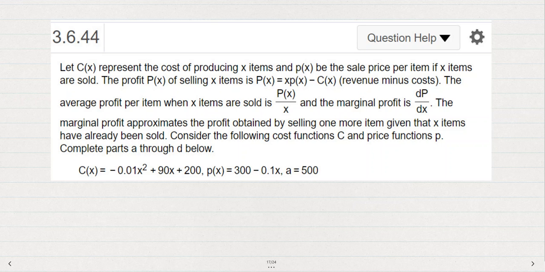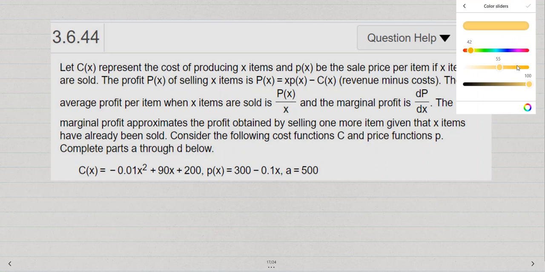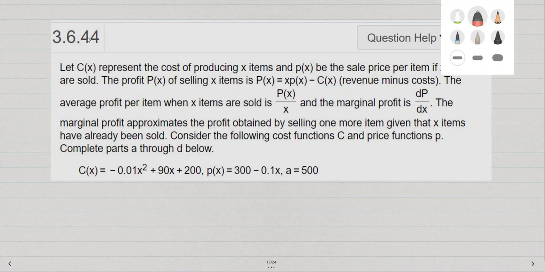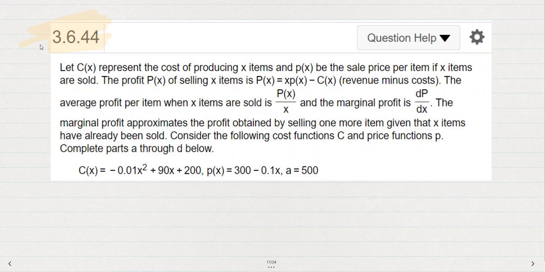This question came in to me from a student from section 3-6. It's question number 44. The item number is 44, but for your assignment, it might have been any problem number. But when you look at the problem ID, it's 3644. And this was a problem that had to do with marginal cost.